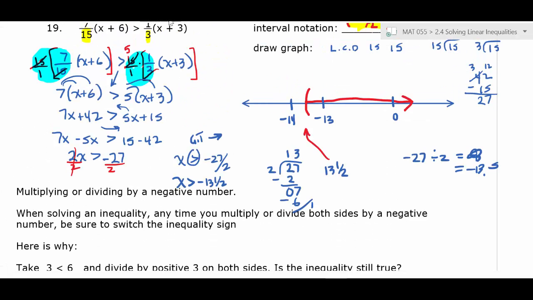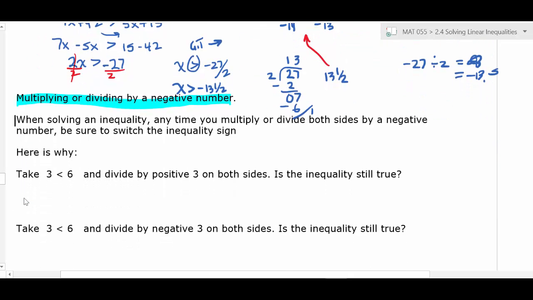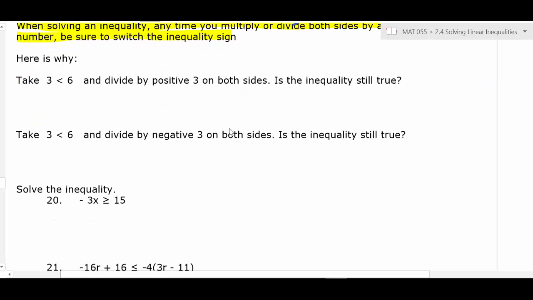And the next topic we're going to be looking at, if you multiply or divide by a negative number in an inequality, you have to take extra caution because this does impact things a little bit. So the key thing is, I'm going to just highlight this and read this. When solving an inequality, anytime you multiply or divide both sides by a negative number, be sure to switch the inequality sign. You need to understand why this is.